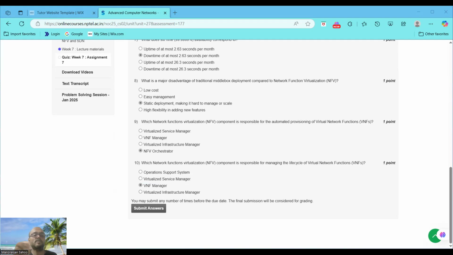Then what about OSS, the operation support system? It handles high level operations, not specific to VNF life cycles. Then what about the virtualized service manager? It is incorrect, there is no such component. Then what about the virtualized infrastructure manager? It manages the infrastructure, not VNF life cycles. So to manage the VNF life cycles, the VNF manager is there. The correct option is C.